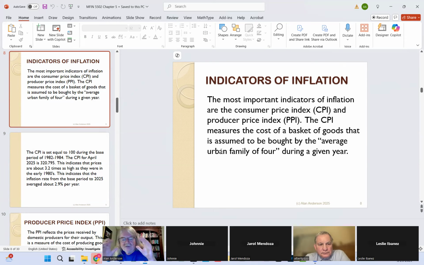So they have a huge list. Here are the things that people in this category tend to buy, and how much of each. In other words, they have things in there like cars and groceries and medicine and all this and that. They average that out and they come up with a single number that represents the cost of living for the average American family. And so every month a new number is published.